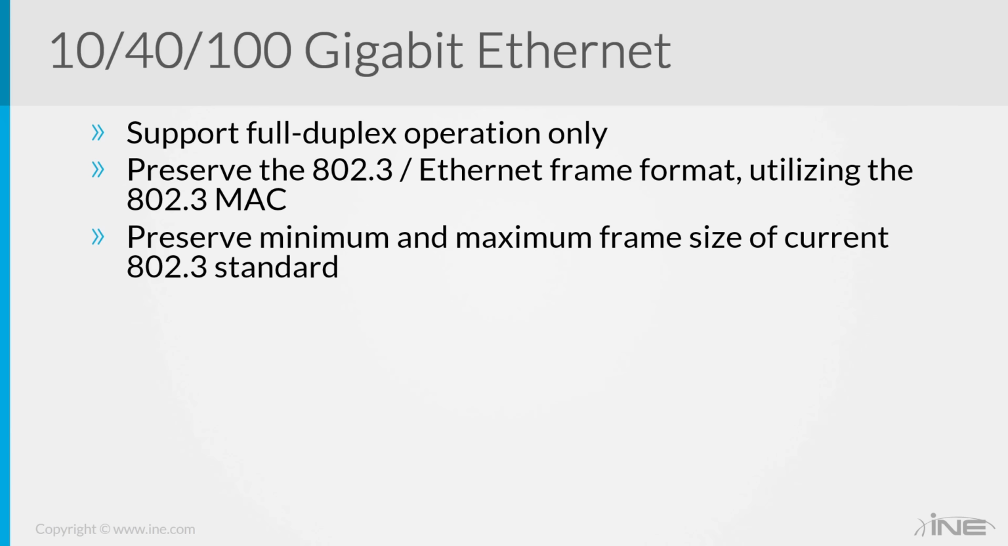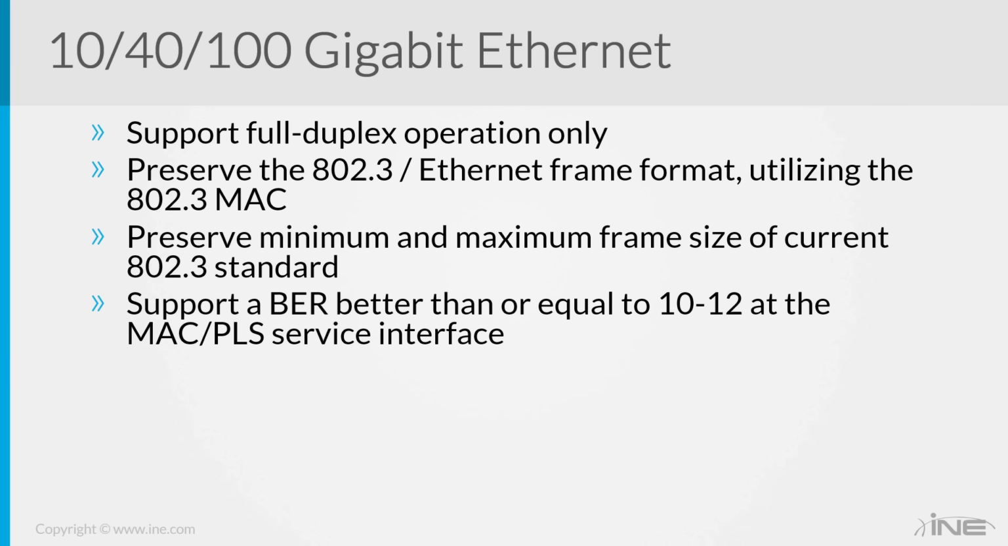It preserves both the minimum and maximum fragment size of the current 802.3 standard. It supports a bit error rate better than or equal to 10 to the 12th at the MAC PLS service interface. This has to do with the way that the forwarding technologies of the network adapter, how the framing works, and this allows you to be able to scale up with gigabit Ethernet.